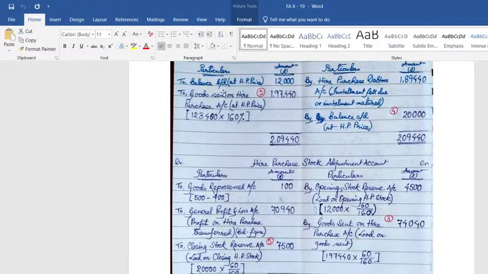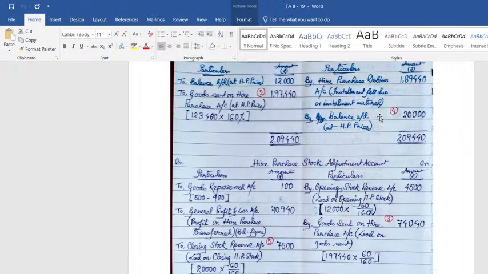So, goods sent on hire purchase at HP price: 1,34,600, 1,23,400 into 160%. Why have I mentioned 160%? If you add 60 to 100, how much does it come to? 160. So directly we calculated 160%. So 1,23,400 into 160% will be 1,97,440. Then 1,97,440 plus 12,000, we are deducting 1,89,440 from there. So the closing balance is 20,000.